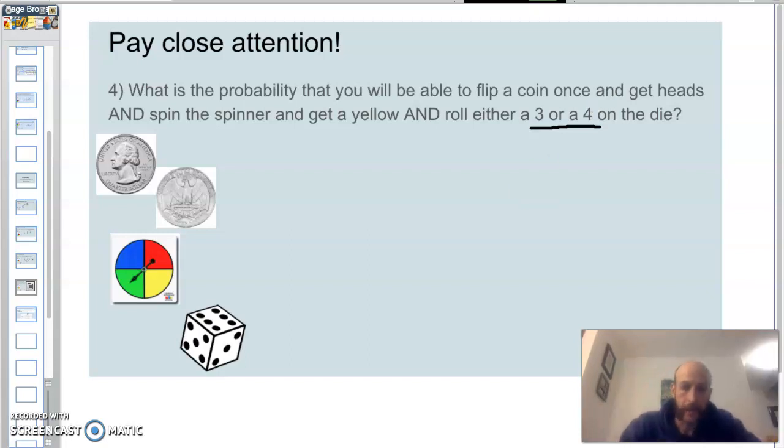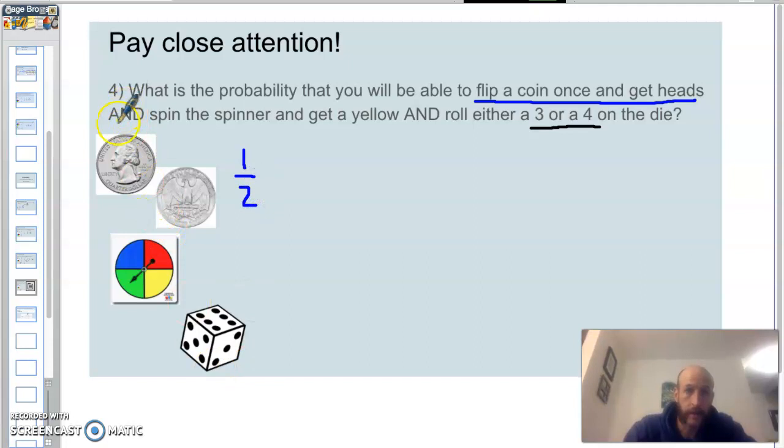Okay, so let's talk about flipping the coin once and getting a heads. Well, we've done that one multiple times. The probability of getting a heads is, well, there are 2 possible outcomes. Only one of them is heads. Probability is 1 out of 2.